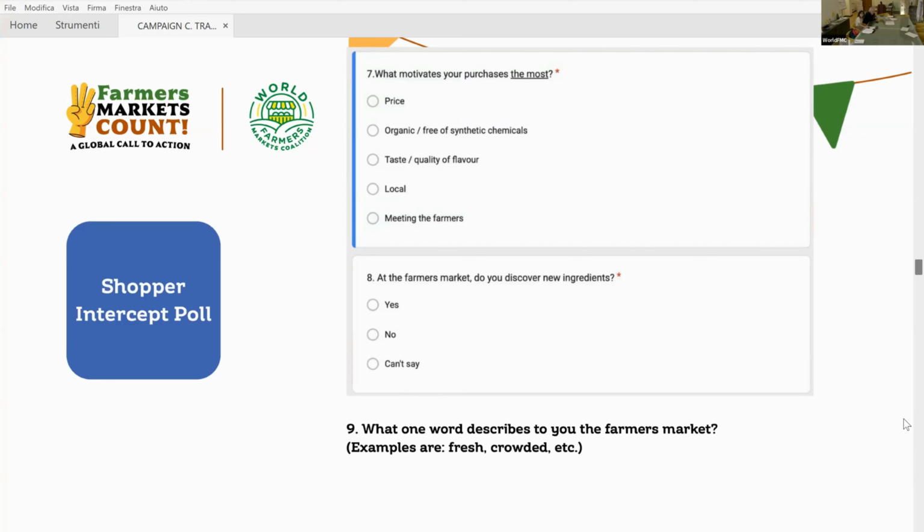And then the only open-ended question, and by open-ended, I mean they actually will key in the word, is to choose one word that describes to them the farmer's market.